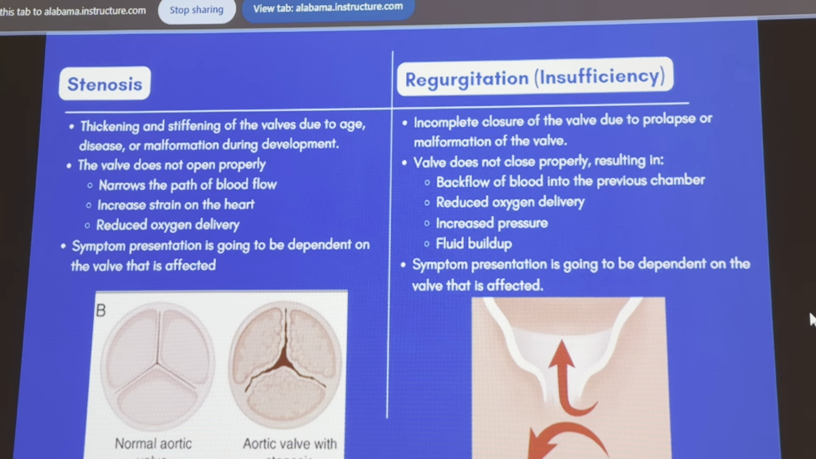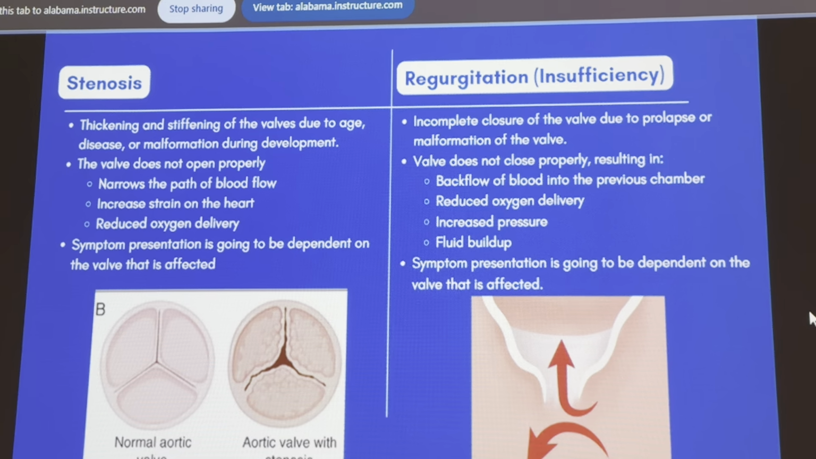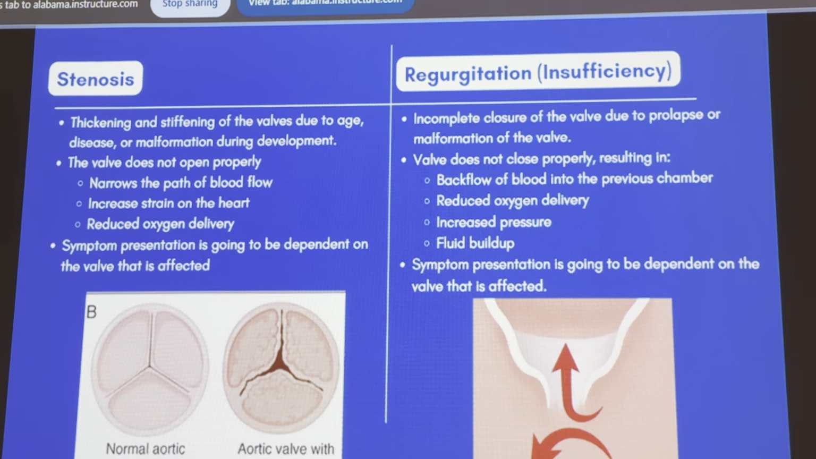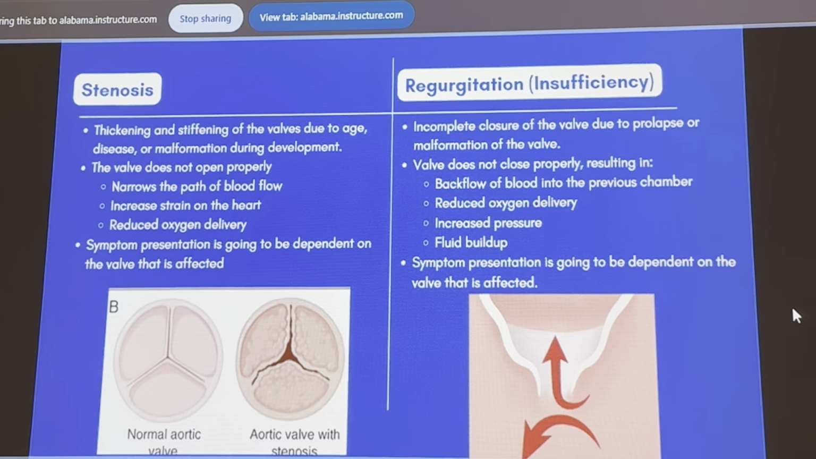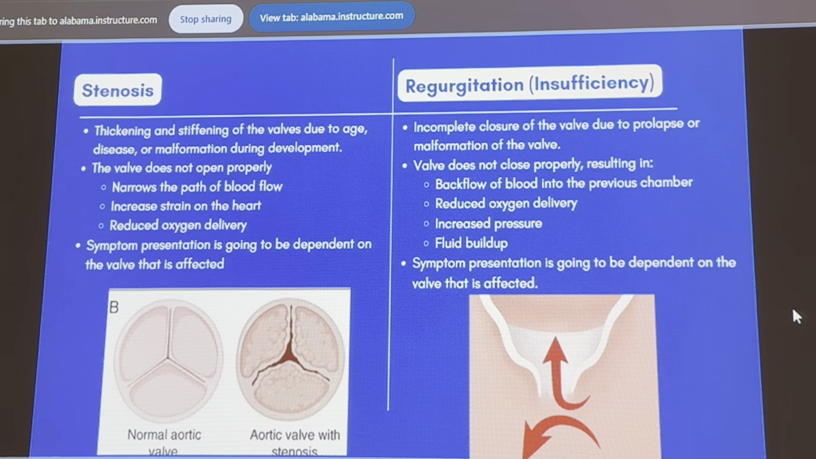So let's look at the differences. So we have what's called mitral stenosis, mitral regurgitation, aortic stenosis, aortic regurgitation. Those are the big ones that we're going to talk about. There's also something called mitral prolapse. You'll see that in your book as well, but we're really not going to use that term a whole lot. We're going to focus on stenosis and regurgitation.